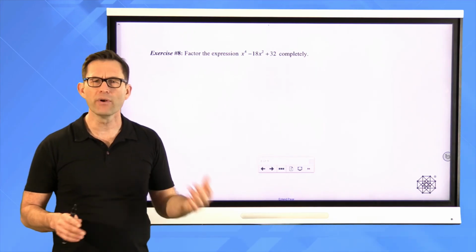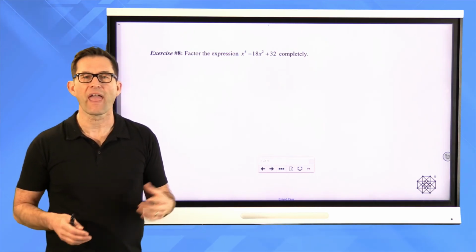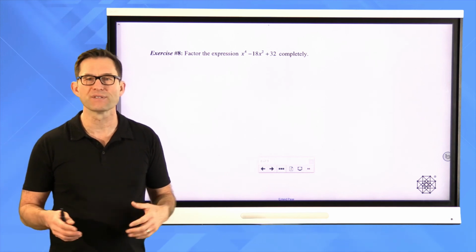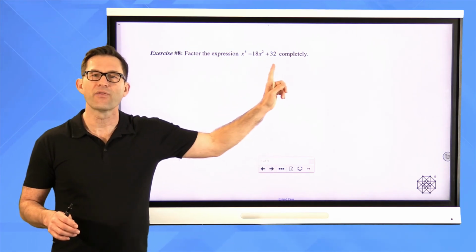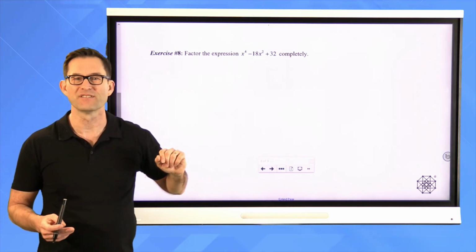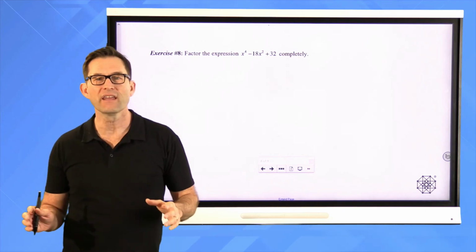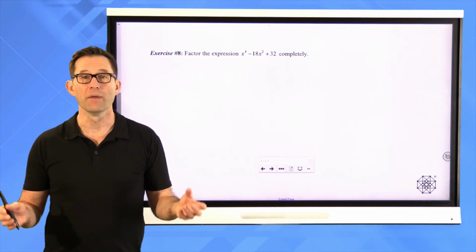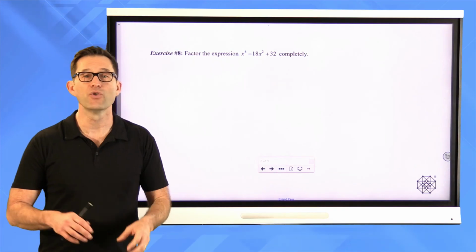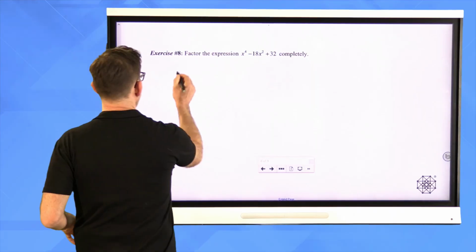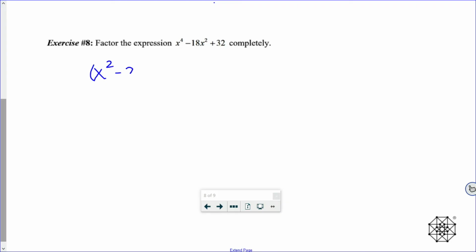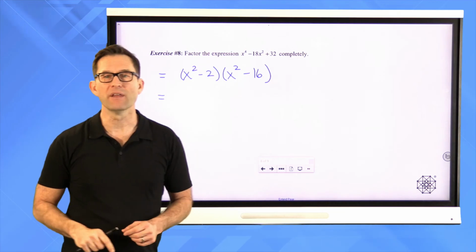All right. Now 32, naturally you might think 8 and 4. But the problem with 8 and 4 is that when I add them together, I get 12, right? And I need to get 18. So then I think negative 2 and negative 16. And that's my winner, because negative 2 times negative 16 would be positive 32, and negative 2 plus negative 16 would be negative 18. So I end up getting x squared minus 2 times x squared minus 16, right? So this is my first step in factoring.